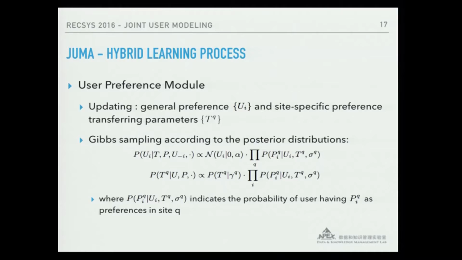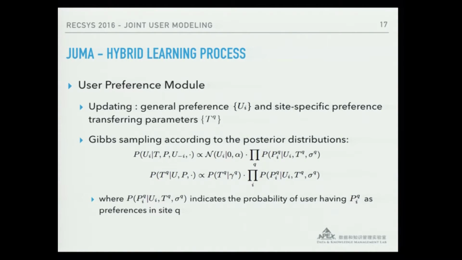And for the user preferences module, we need to update the user's general preferences U of I, as well as the preference transferring parameters T, Q for each site. Still, we follow Gibbs sampling ideas and update them individually according to their posterior distribution conditioned on the others. Note that the posterior distribution will depend on the design of the site-specific preferences transferring model.